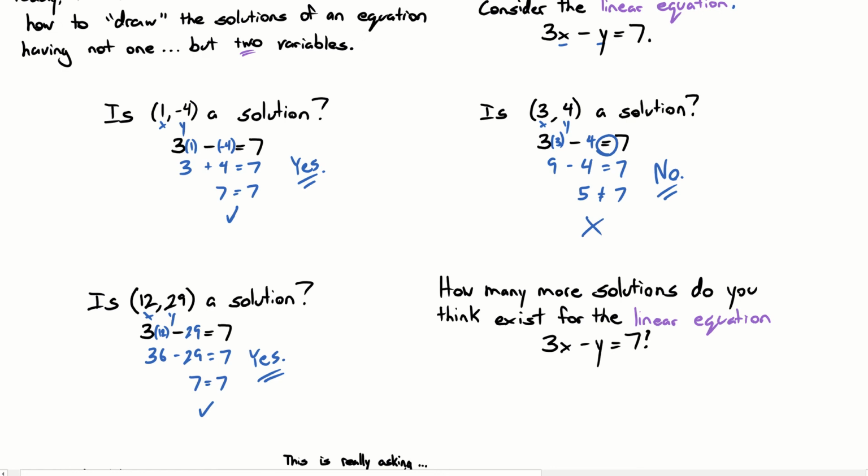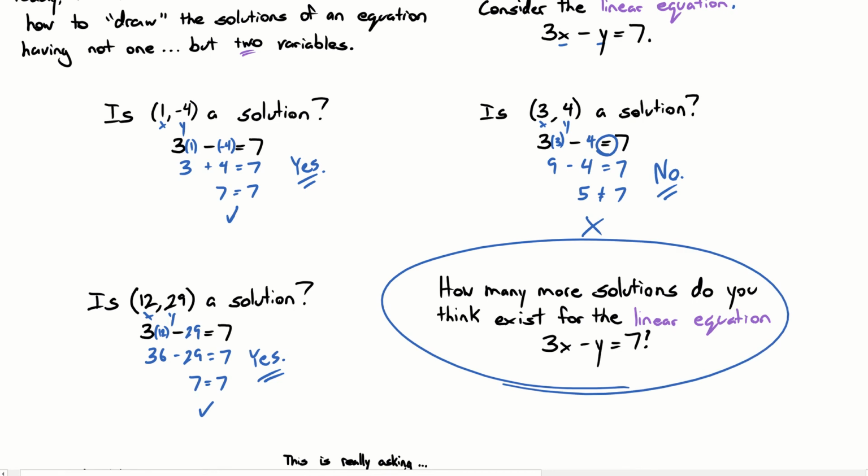Does it only have 2 solutions? (1, -4) and (12, 29)? How many more solutions do you think exist for the linear equation? Go ahead, shout out your answer. I heard 3, I heard 9, I heard 1,000. Higher than that, it actually has an infinite number of solutions, much like that inequality. But it's not an inequality, it's an equation. So how do we represent that? Yeah, this equation, 3x minus y is equal to 7. You could be listing out solutions for the rest of your life, and even after you're gone, you still wouldn't even have begun the list, because that's how big infinity is.